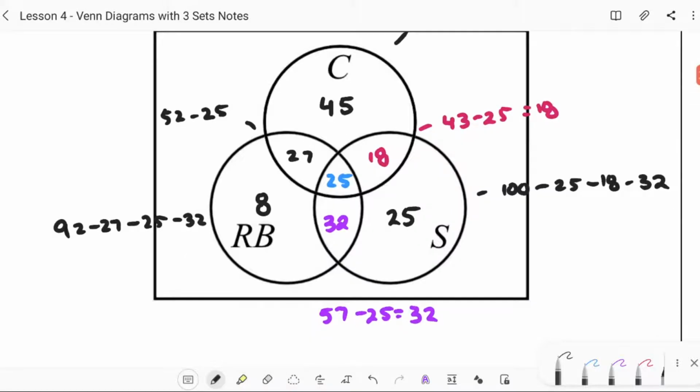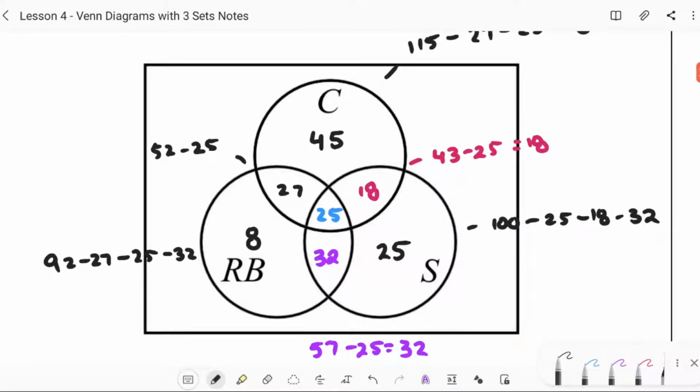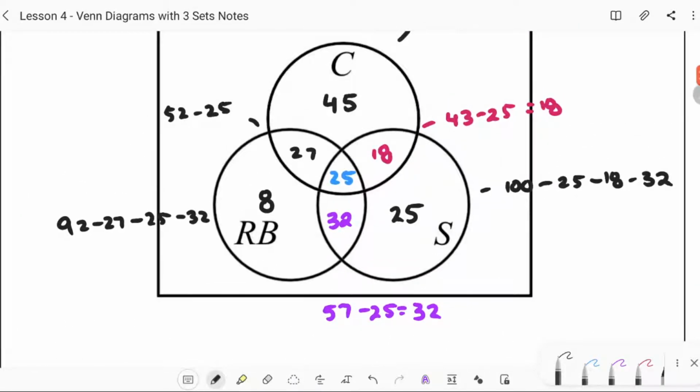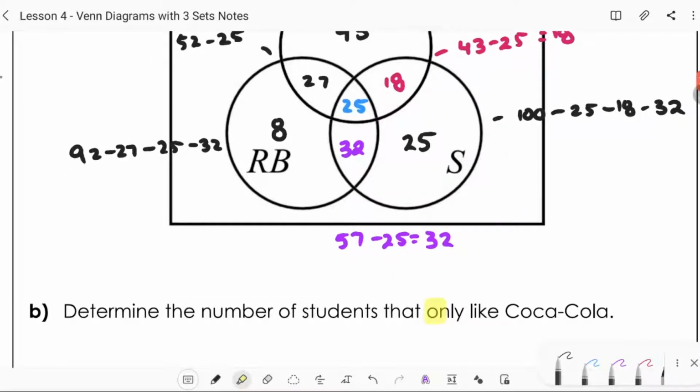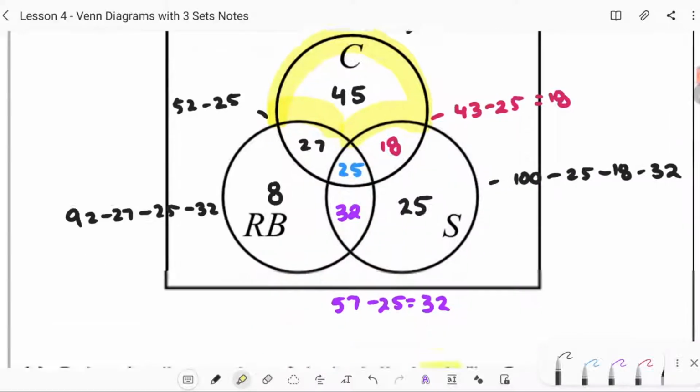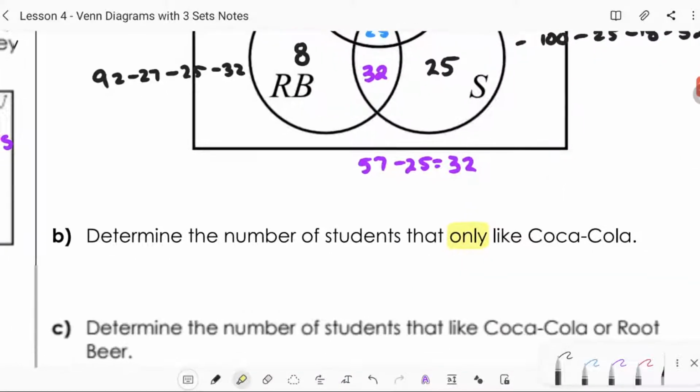So, now that we have all this filled in, let's look at some of these questions. Number of students that only like Coca-Cola, right? That's the area I just found. Only means it's exclusive, just Coke, none of the overlap. And we are at 45.